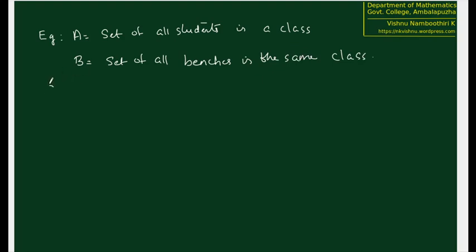Suppose that f from A to B is defined by: if a is a student, then f of a is the bench b where a sits. So f of a is b if b is the bench on which a sits. Is this a one-one function?